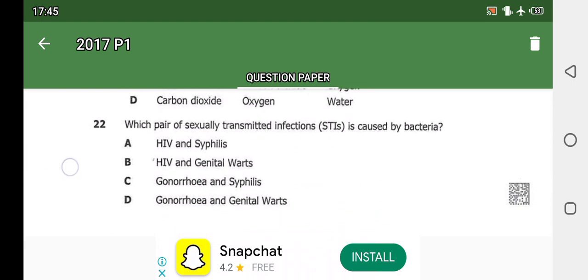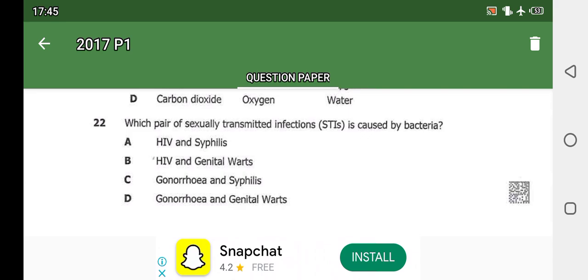So question 22, which pair of sexually transmitted infections is caused by bacteria? HIV and syphilis. No, HIV is viral, syphilis is bacterial. HIV and genital wart, these two are viral infections. Gonorrhea and syphilis, correct. Gonorrhea and syphilis, because genital wart is viral, gonorrhea is bacterial. So the correct answer is C.